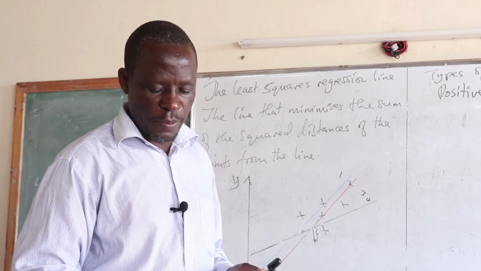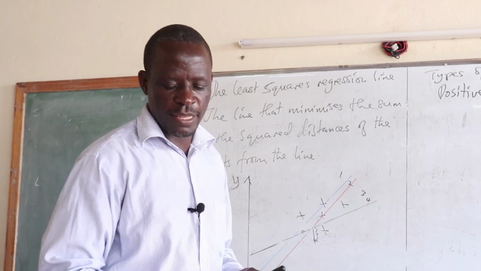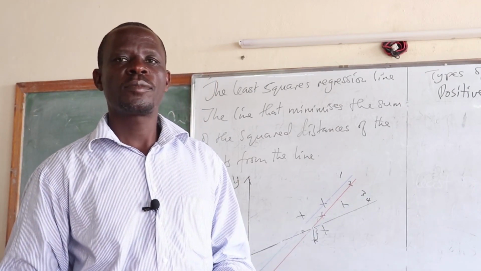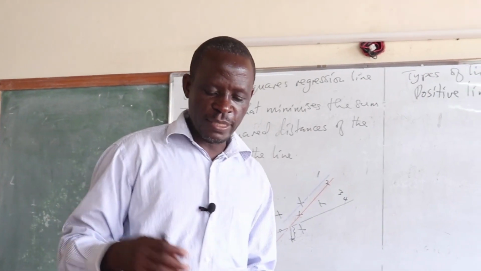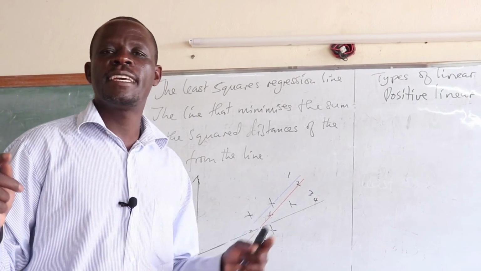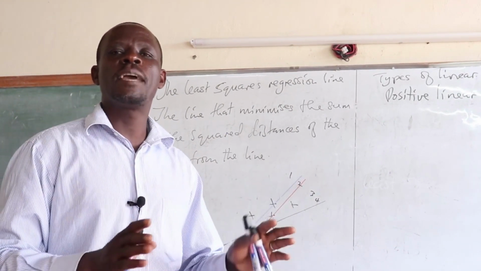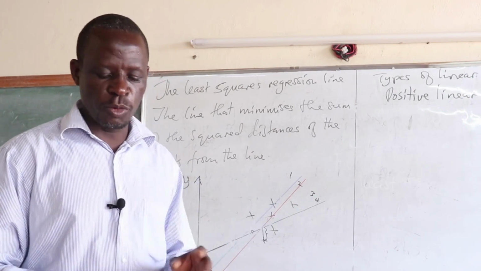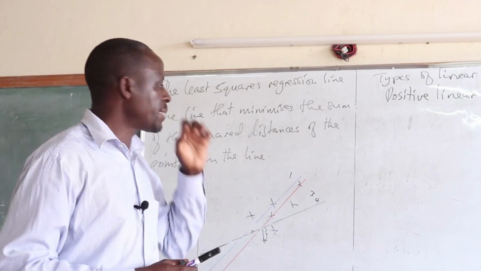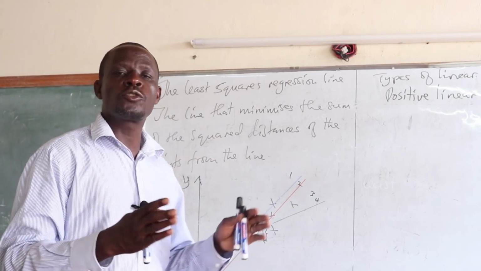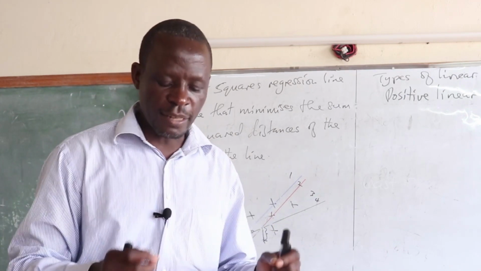In this particular case, we may be thinking of the height of the fathers and their sons. If the height of the father is increasing and also the height of the child or the son is also increasing, it means there is a positive linear relationship because both of them are increasing. And we can show this by coming up with a scatter diagram where we plot the values on a graph.